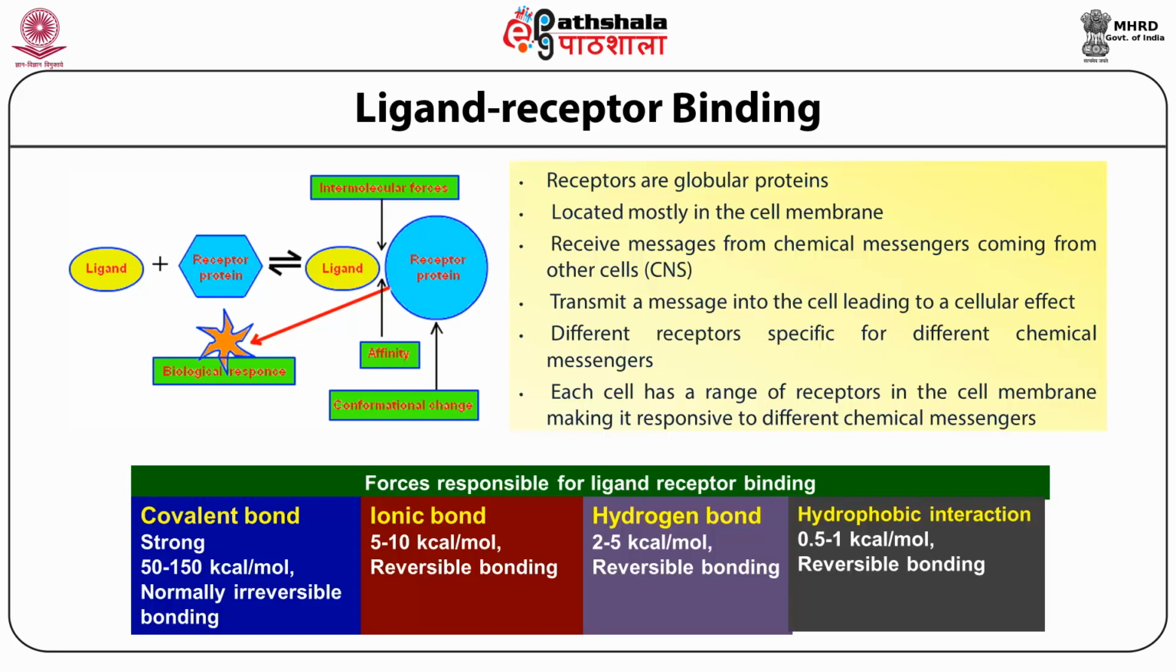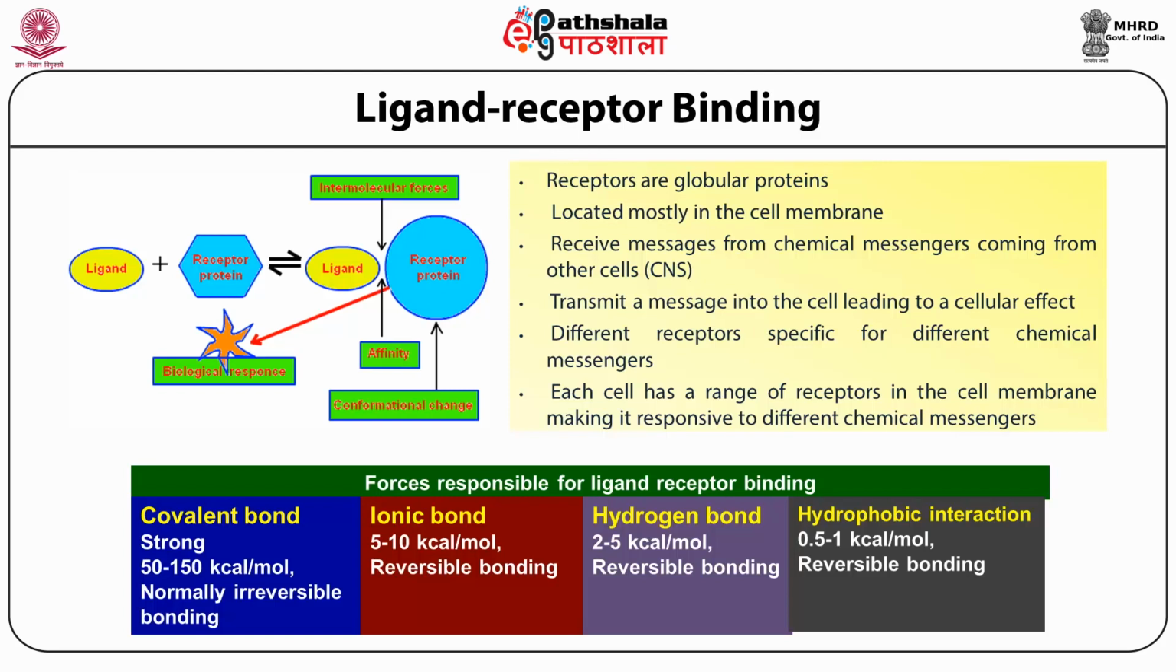The receptors are sometimes globular proteins located mostly in the cell membrane, and they receive messages from the chemical messengers coming from other cells. It transmits a message into the cell, leading to the cellular effect, and different receptors are specific for different chemical messengers. Each cell has a wide range of receptors in the cell membrane, making it responsive to different chemical messengers. The binding affinity of the ligand and receptor depends on the types and the number of intermolecular forces.